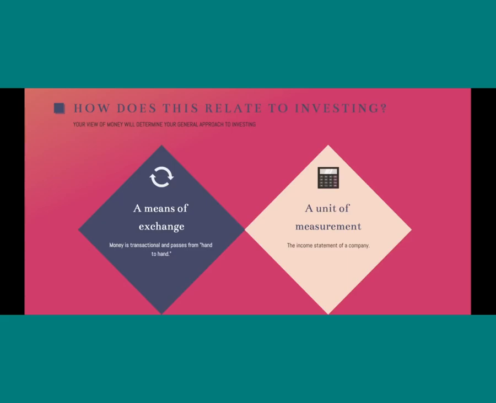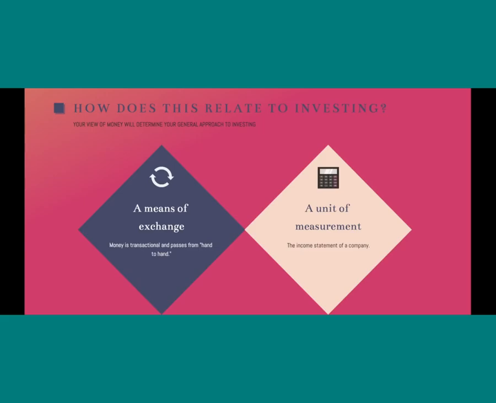So going back to our first and third definition of money, a means of exchange and a unit of measurement. So money is transaction. It passes from hand to hand. So if you pass it to a company, you want to be sure that that company is going to use the money responsibly. They're going to be able to use that money to produce good products, which they can then sell to the public. And if enough people buy it, then that company will be profitable and they will return that money to you in the form of a dividend.